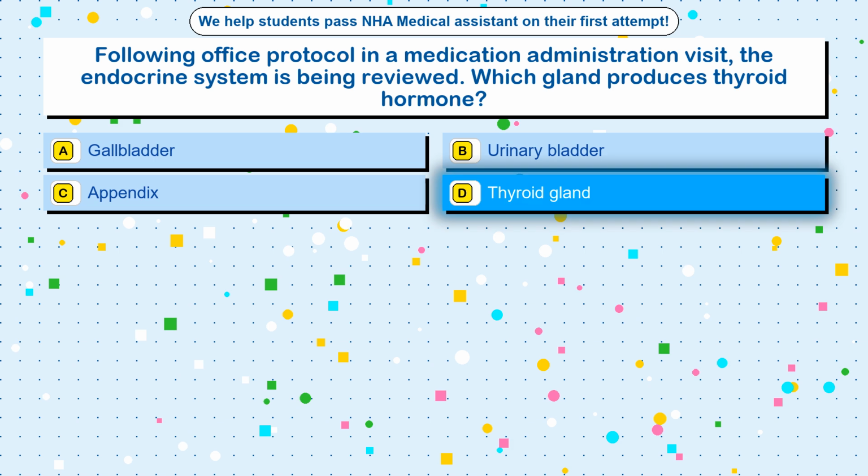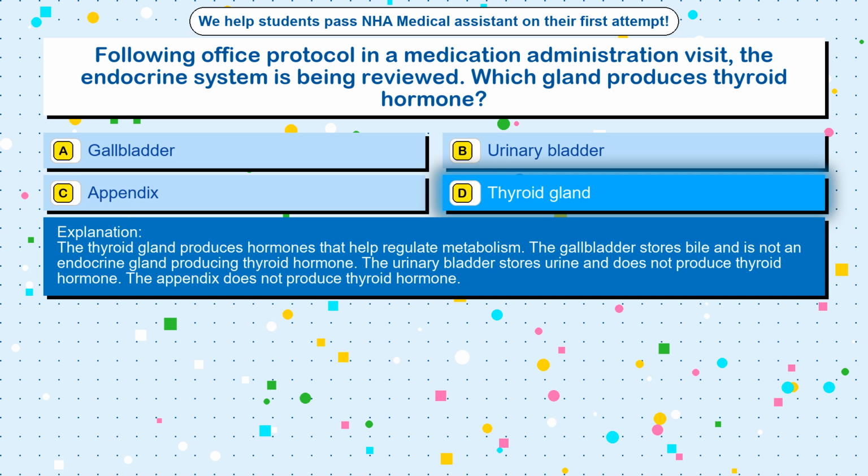Thyroid gland. The thyroid gland produces hormones that help regulate metabolism. The gallbladder stores bile and is not an endocrine gland producing thyroid hormone. The urinary bladder stores urine and does not produce thyroid hormone. The appendix does not produce thyroid hormone.